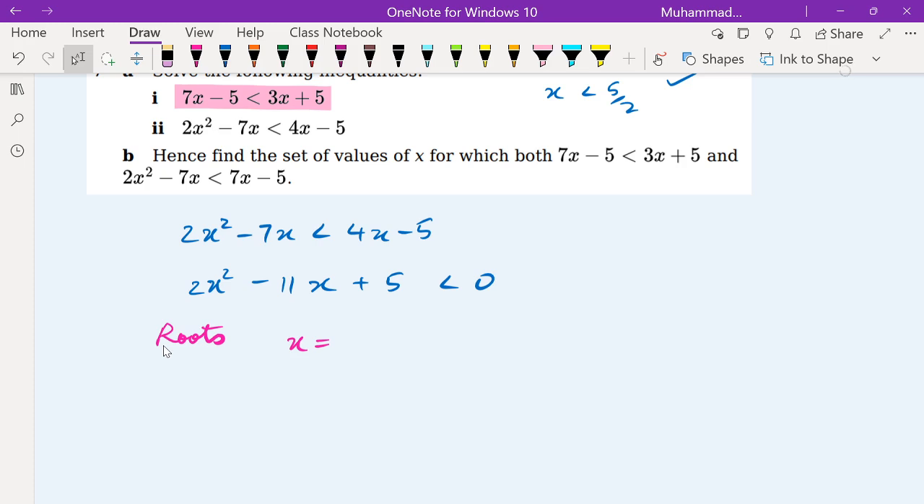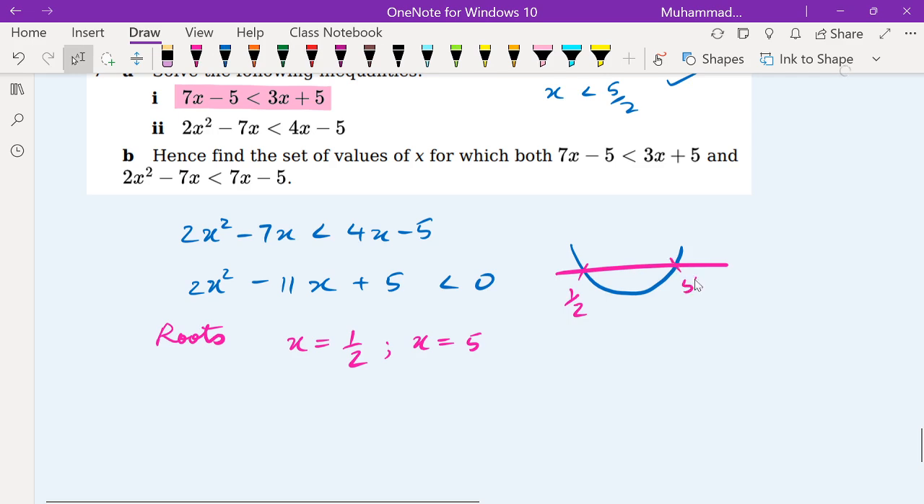My idea is to convey the method for solving inequalities. So the values are 5 and half. One of the roots is half, the other root is 5. Once you know the roots, you know that this curve is crossed by the x-axis at these 2 points, half and 5.